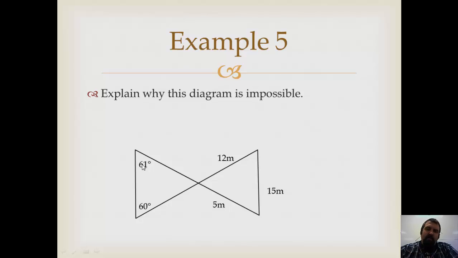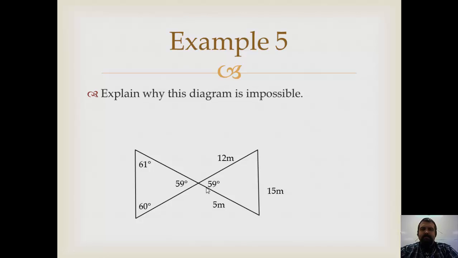If this is 61 and this is 60, all 3 of these angles here, this one here that's unmarked, this one here, and this one here have to add up to 180. 60 plus 61 is 121. 180 minus 121 is 59. So that means this angle right here is 59. Okay? Well, if this angle here is 59, then its vertical angle here also has to be 59.